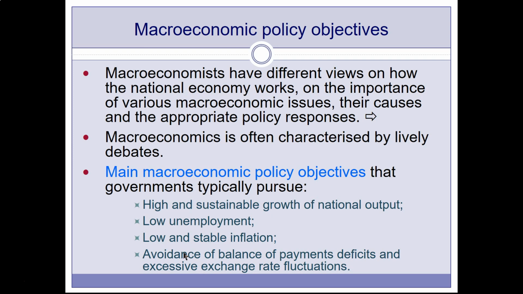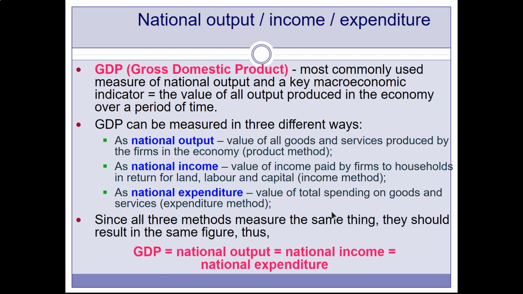So today we will focus on the first macroeconomic policy objective, achieving high and sustainable growth of national output. We will study what national output is, whether it is income or expenditure, how we can measure these parameters using gross domestic product, and how exactly it changes over time. What are the short-run fluctuations in GDP, and what is the trend for long-run growth? This is the subject of today's lecture.